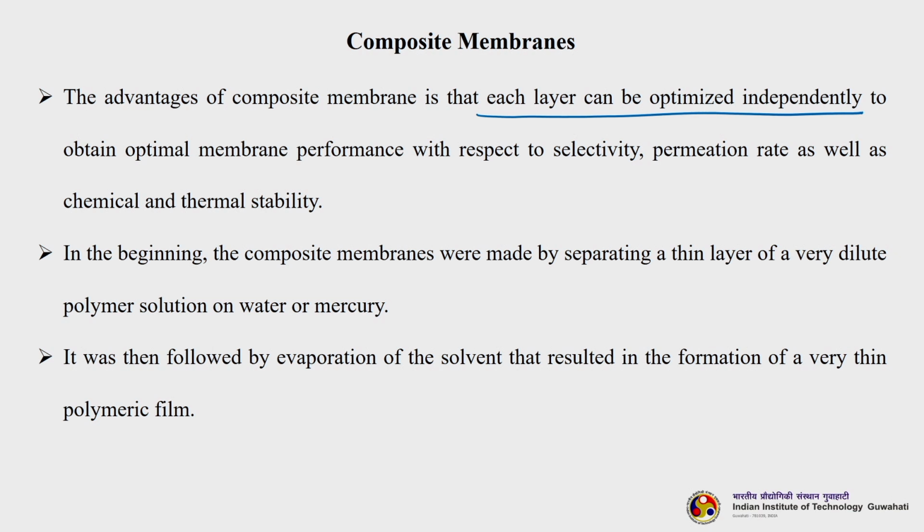In the beginning, composite membranes were made by spreading a thin layer of very dilute polymer solution on water or mercury. So, when composite membranes were initially manufactured, there was a porous polymer structure over which a very thin layer of polymeric material was grafted, using water or mercury. This was followed by evaporation of the solvent, resulting in the formation of a thin polymer film. Basically, there is already a porous layer over which we are casting the polymer solution. In that solution, the polymer which will make the top layer is already soluble in the solvent.